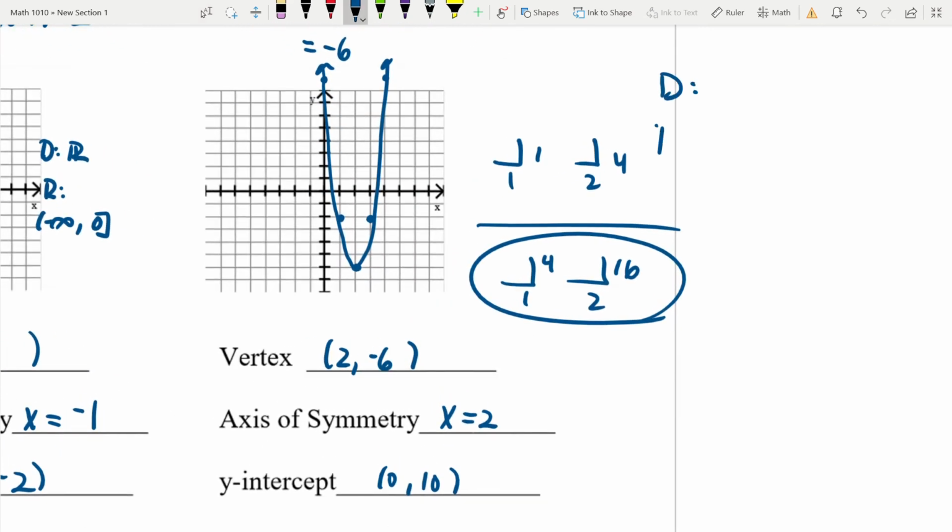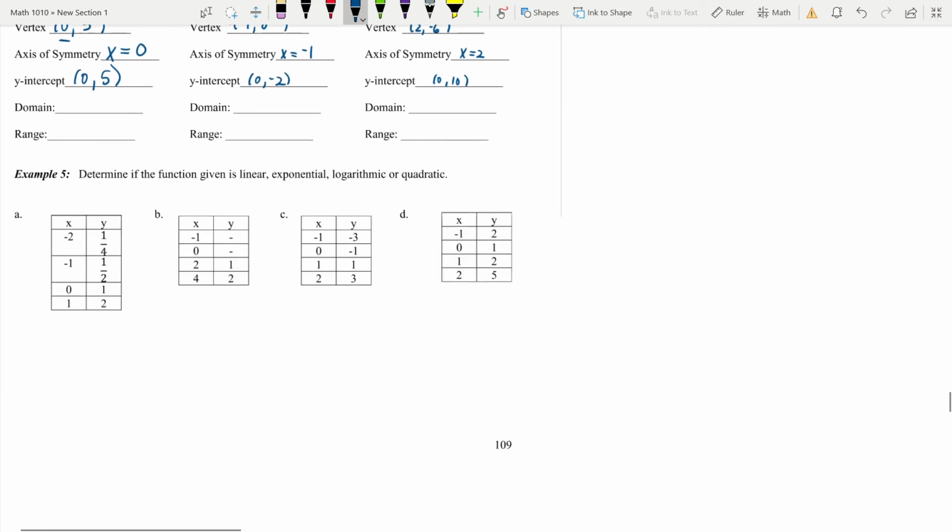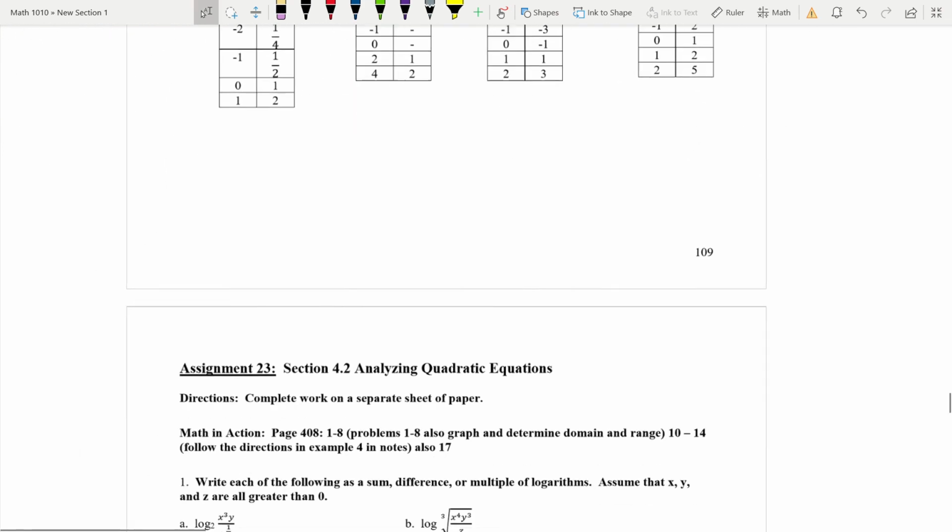Everybody in the room, tell me the domain. All of you guys should be answering me. What is it? All real numbers. What's the lowest y value that touches the graph? Tell me. Negative 6. How do I close it? Bracket, and it goes up to, tell me, forever. Okay, good. All right. Question 5.